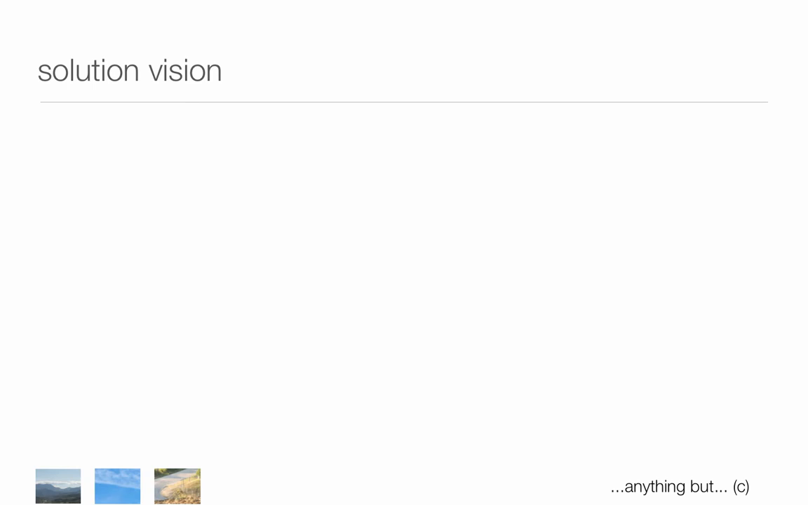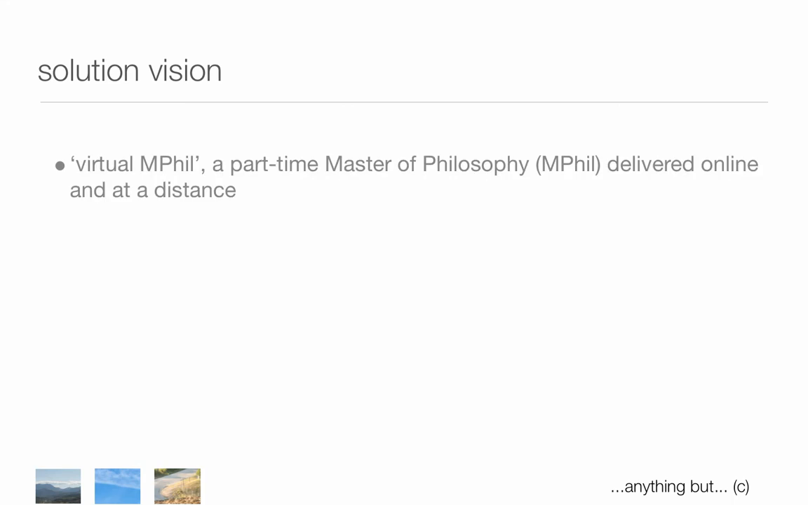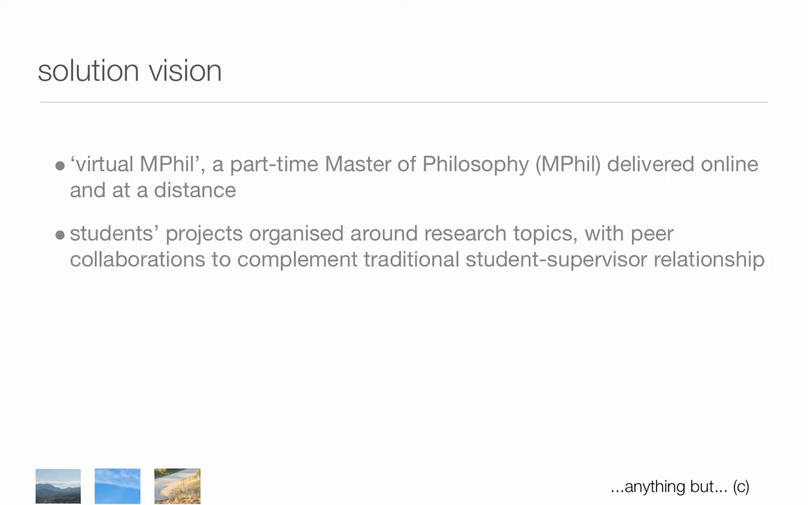With the initial problem validated, it was time to start looking into the solution space. After some thinking, we came up with the following vision for the solution. First of all, we wanted to design a virtual MPhil, part-time Master of Philosophy delivered online and at a distance. This virtual MPhil would have to have students and their projects organized around research topics, and so this would add peer communication and collaboration to the traditional student-supervisor relationship which characterizes all research degrees.